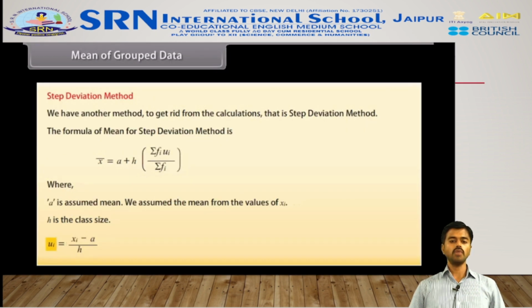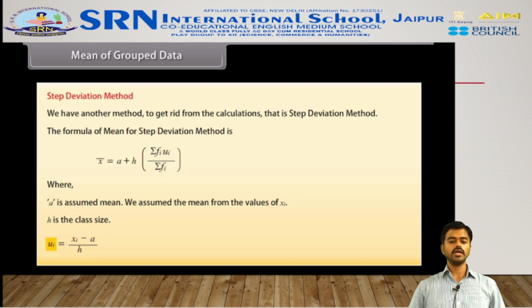Now let's talk about the mean of the grouped data with the help of the step deviation method. In the step deviation method we will use a different formula to reduce the calculation. The formula is x bar is equal to a plus h multiplied by the summation of the product of frequency and the term u, I will explain what u is, upon the summation of frequencies.